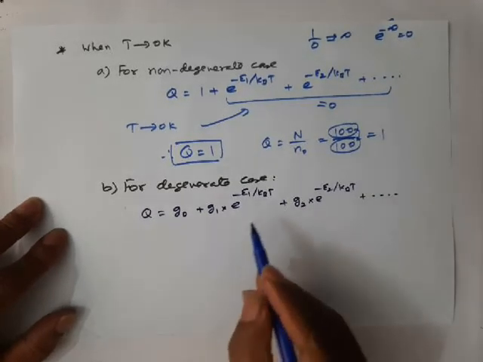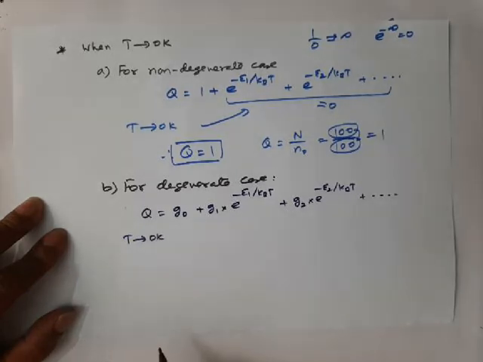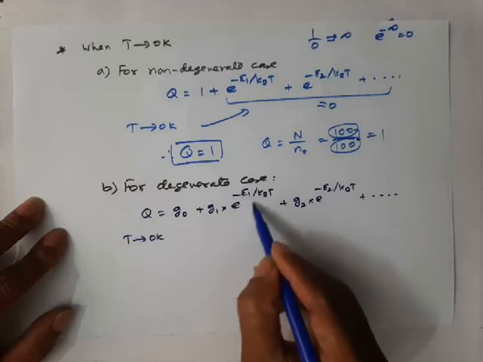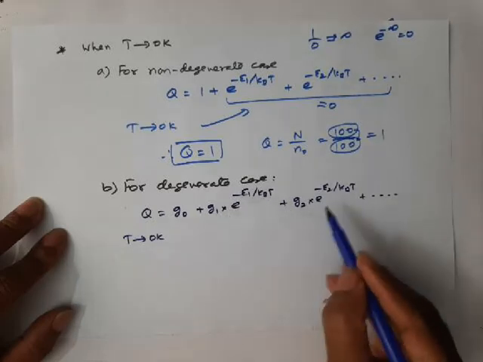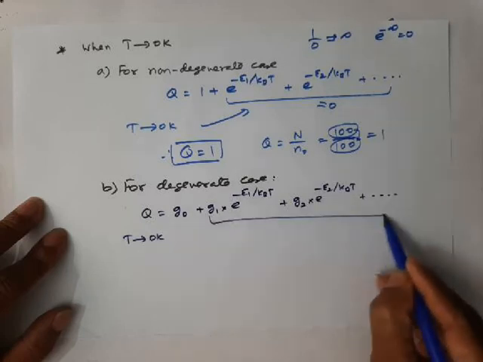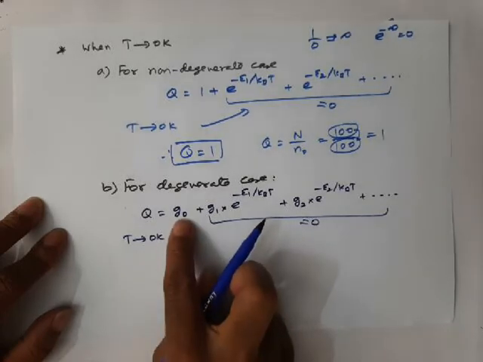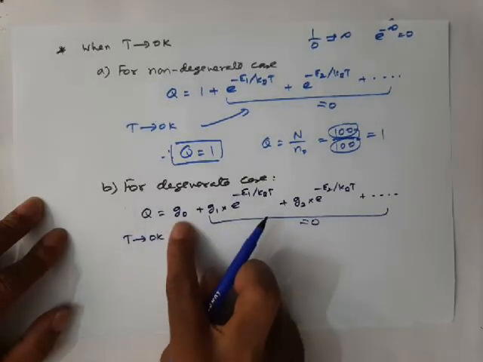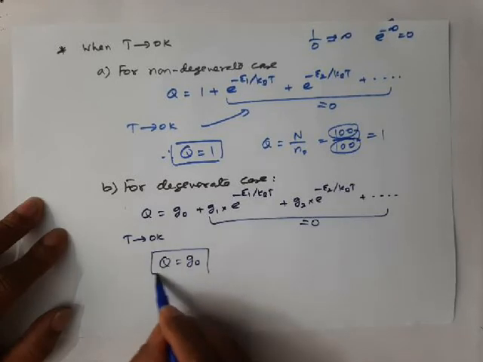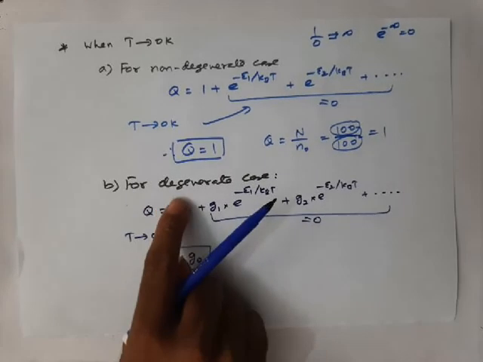Now, when temperature approaches 0 Kelvin, if I put T equal to 0 here, this term becomes 0, 0 into g1 becomes 0, and 0 into g2 also becomes 0, so the entire term becomes 0. So the only term that remains here is g0. So Q is equal to g0 when temperature approaches 0 Kelvin if the energy levels are degenerate.